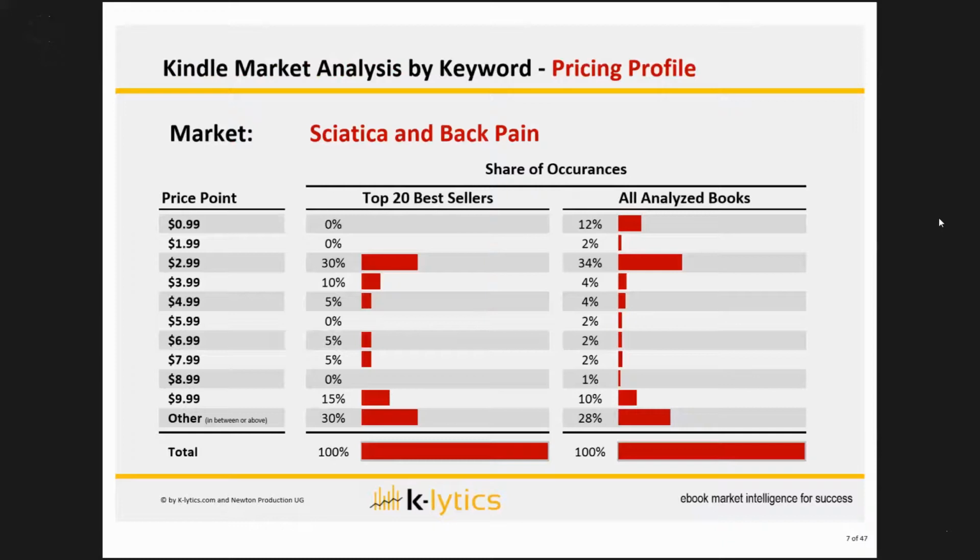The pricing for this market is better than many other genres, especially fiction genres such as, say, romance. If you take the top 20 titles, in this case when we pulled the data, about 30% of the books in the top 20 are priced at $2.99, and then it drops off. The good news is there were no price wars going on with 99-cent and $1.99 books. In all the analyzed books, the main price point is $2.99, and that varies significantly from one genre to the other.